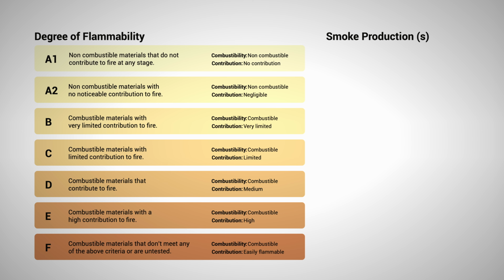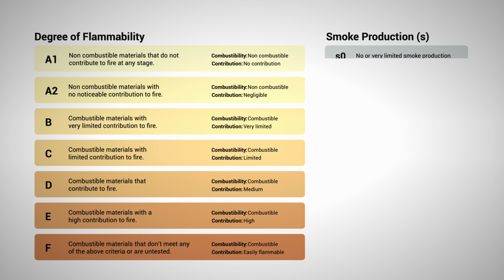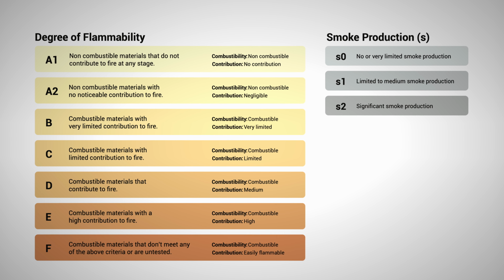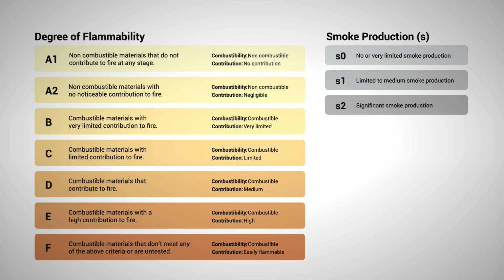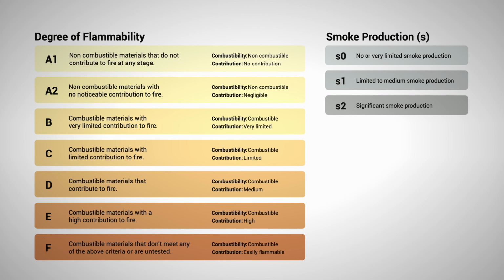Smoke production is another component of the reaction to fire classes, and is referenced with an S with a number behind it, with 0 being the best performing or least smoke production and 2 being the worst, with the most smoke production. Smoke is a major part in fire-related fatalities, which makes the S-classes very important, especially in places such as escape routes.